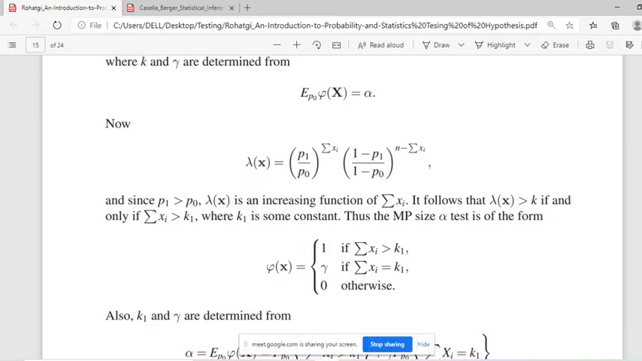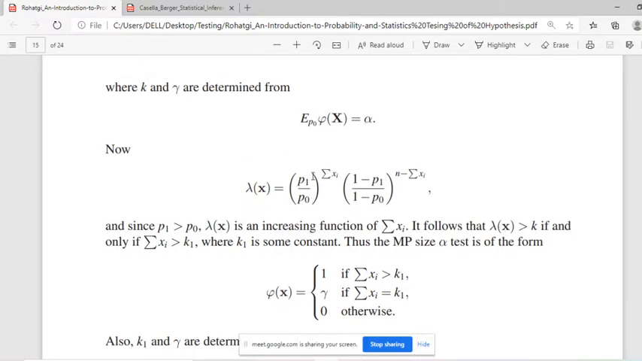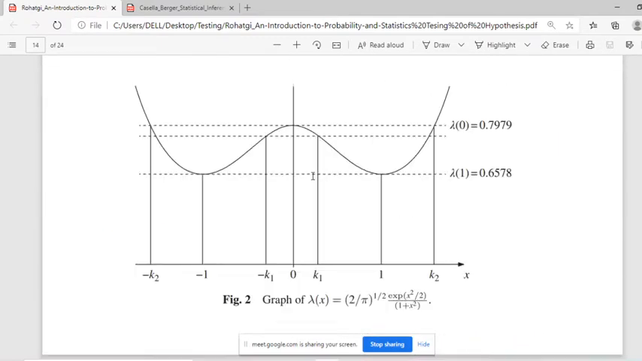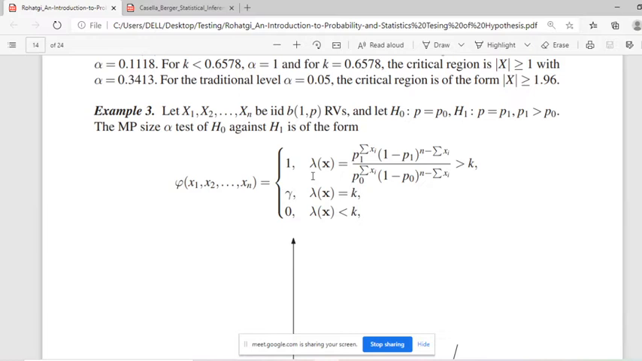That is using the probability of type 1 error: the expectation of phi of x under the null hypothesis equals alpha. Now let us closely look at lambda x. What is lambda x? Lambda x is actually f1 of x by f0 of x. So that is given here, and we can simplify that.